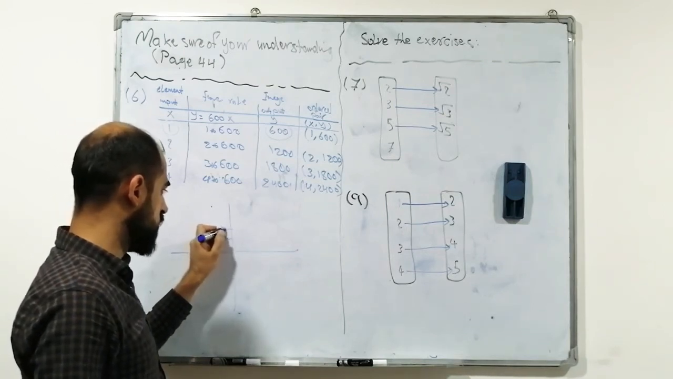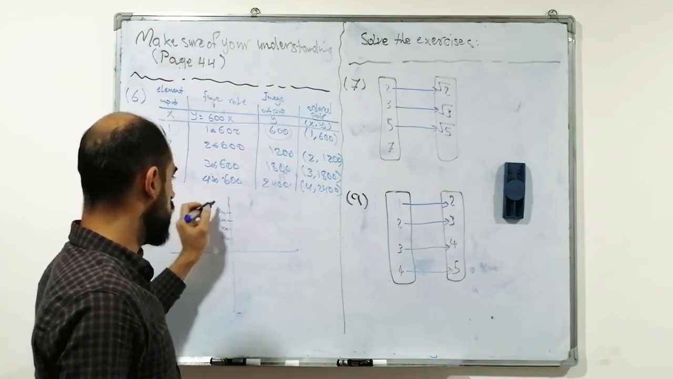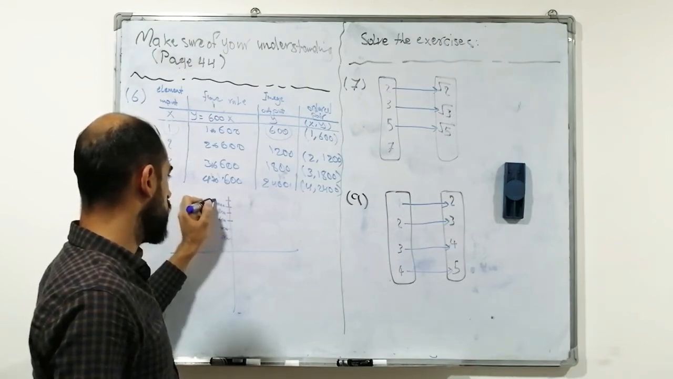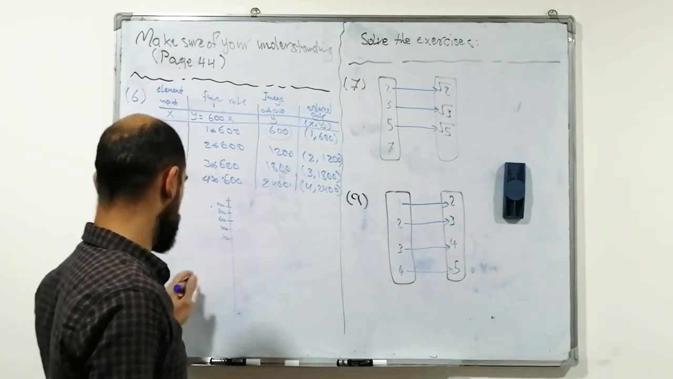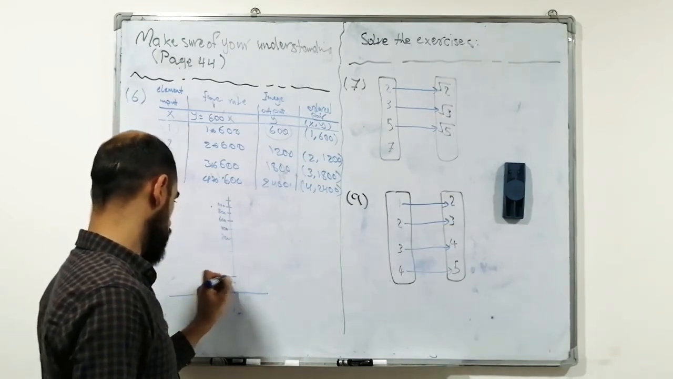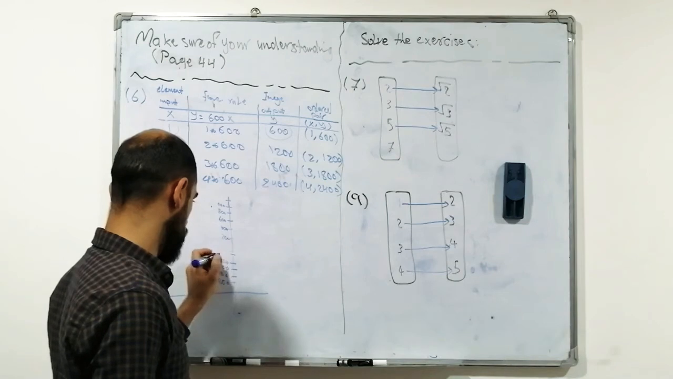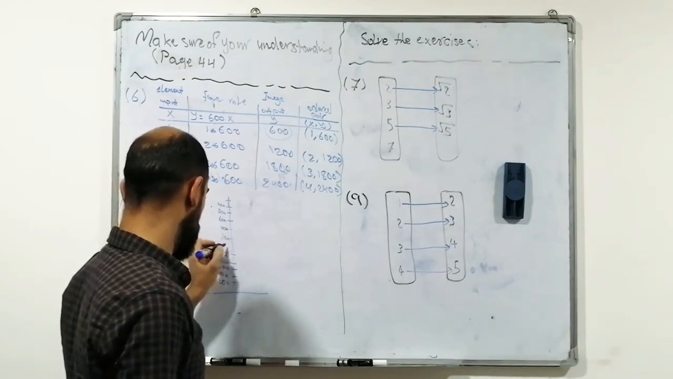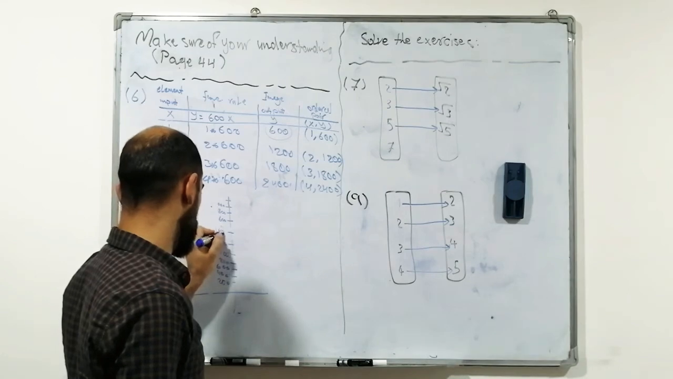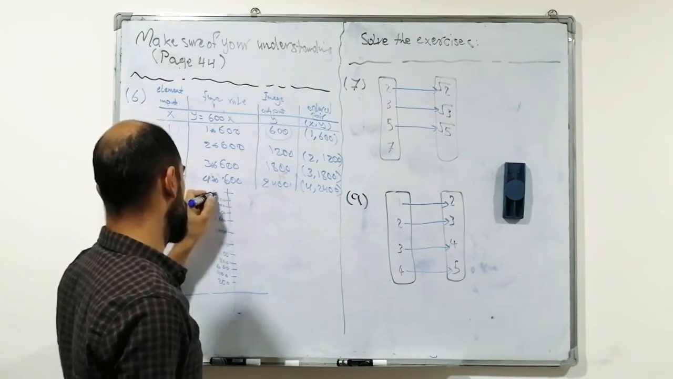200, 400, 600, 800, 1000, 1200, 1400, 1600, 1800, 2000, 2200 and 2400.